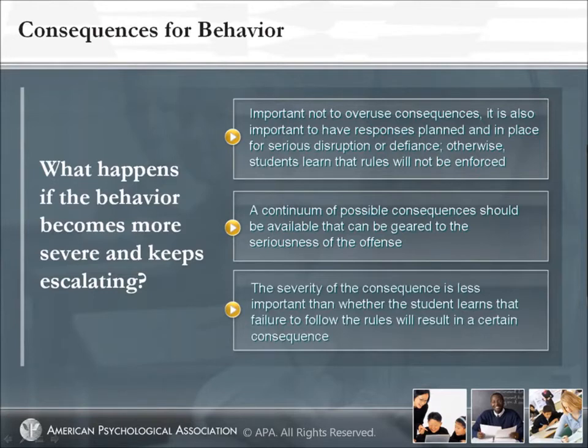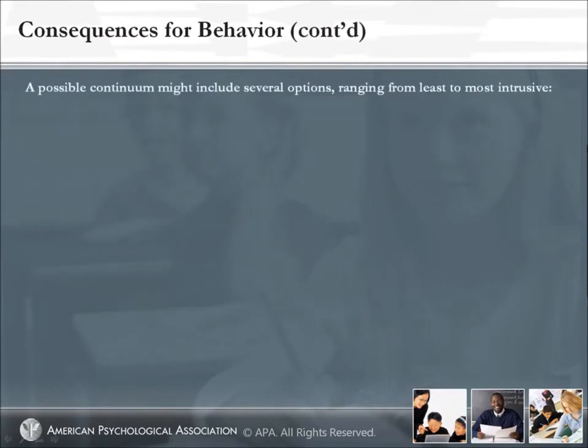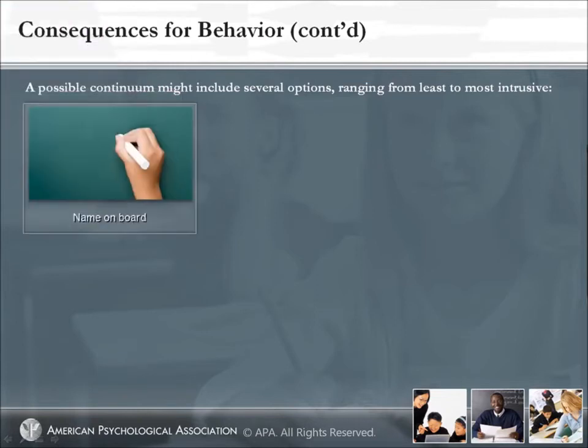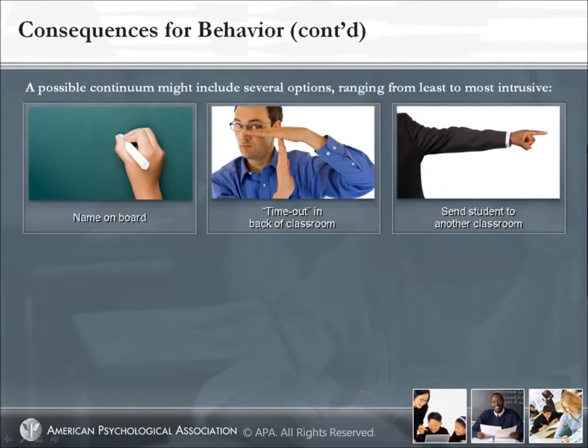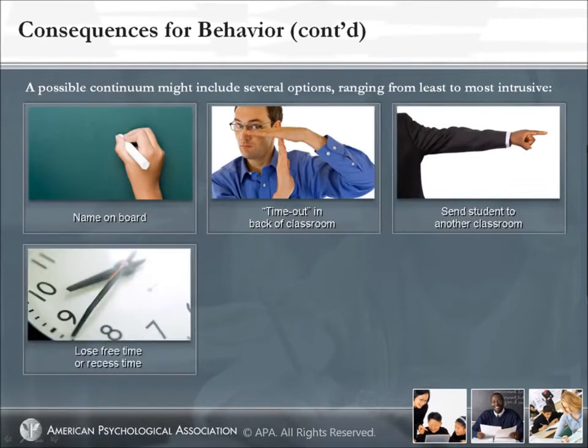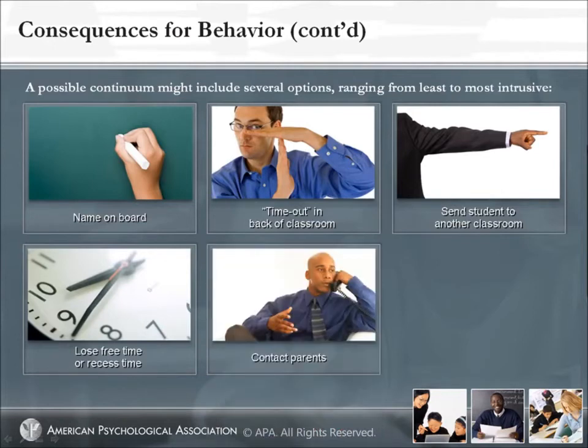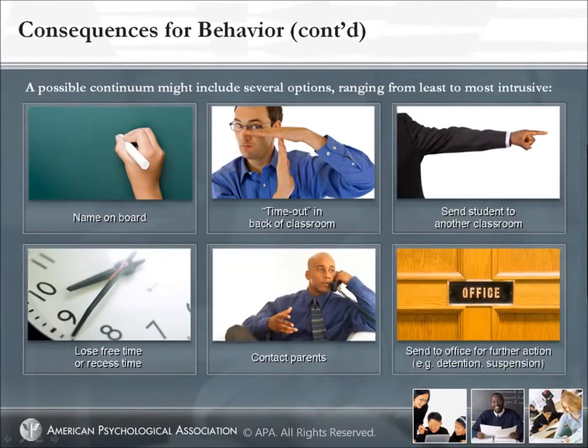A possible continuum might include several options, ranging from least to most intrusive. Name on board. Time out in back of classroom. Send student to another classroom. Lose free time or recess time. Contact parents. Send to office for further action, for example, detention, suspension.